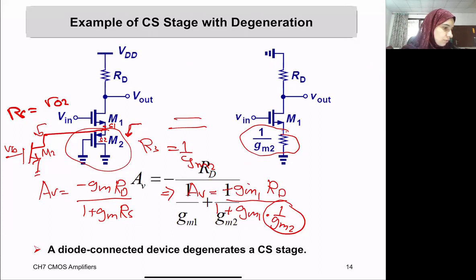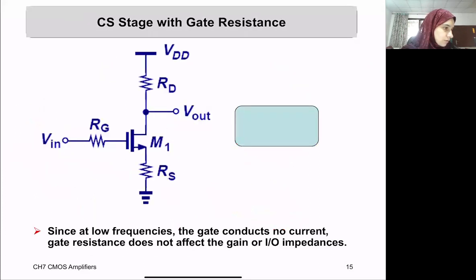So this is the same thing that we just did here. Now, if I have a gate impedance, RG, it will not change anything in my gain or input or output impedance, because there is no current flowing in the gate, I equals 0 here, and therefore it does not affect anything. Just keep this in mind.